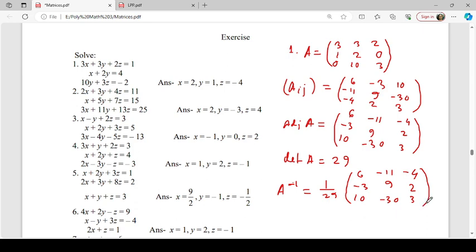Now we find A inverse B. B is 1 4 2. So A inverse B is 1 4 2. So 1 by 29 we keep it here. Then 6 into 1 is 6, then minus 11 into 4 is minus 44, plus 8. So it is 6 minus 44 plus 8.